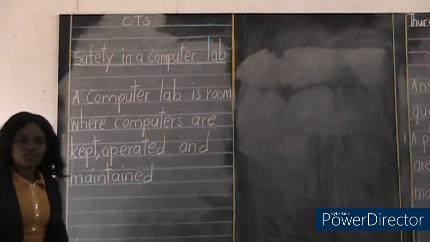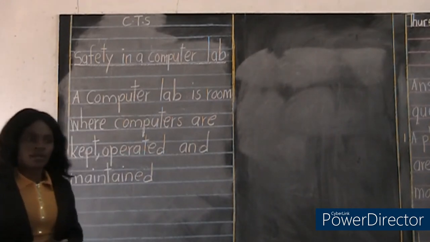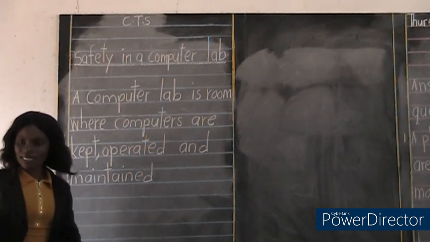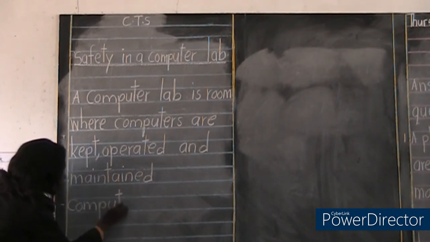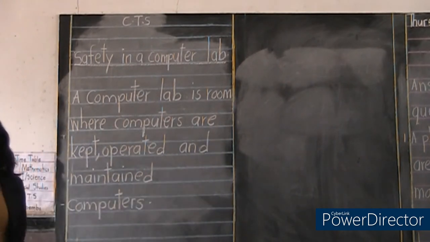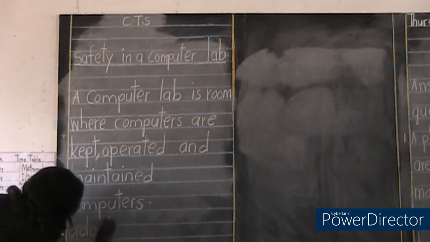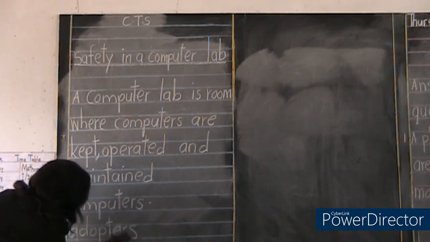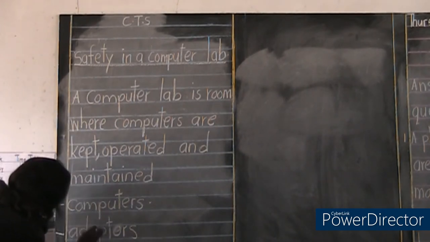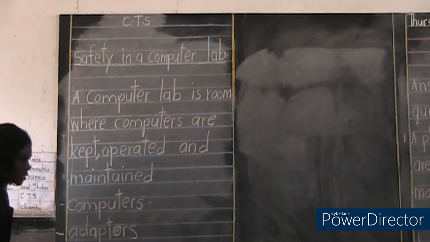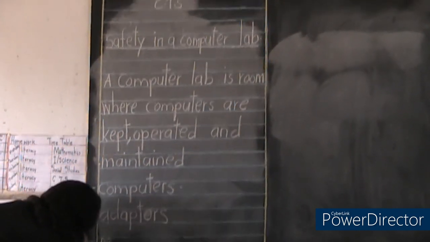Now, I want you to tell me the things that are found in a computer lab. Remember last time I took you in the computer lab? What did you see from there? Computers. Very good. So, in a computer lab, you find the computers. What else? Adapters. Very good. So, in a computer lab, you find the adapters. What else? The mouse. Okay.